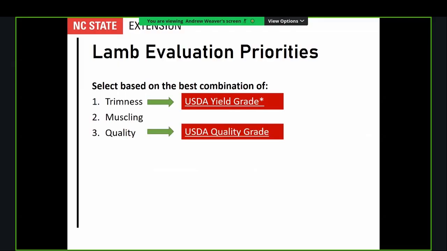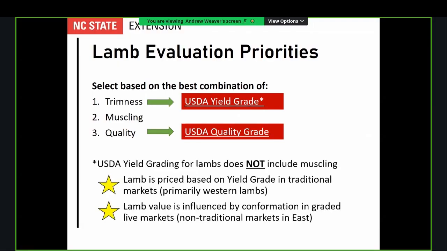And then quality is brought in through the USDA quality grade metric. And one of the interesting differences about lamb relative to beef is that we actually include some of our muscling characteristics, carcass conformation characteristics, in our USDA quality grade, whereas in our other species, muscling is included in the yield grade equation. And so a little bit different there. The USDA yield grade equation for lamb does not include muscle. And so while it's a predictor of cutability, it only includes fat metrics.